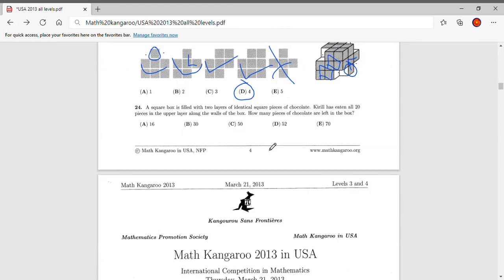Finally, on to 24. A square box is filled with 2 layers of identical square pieces of chocolate. Kirill has eaten all 20 pieces in the upper layer along the walls of the box. How many pieces of chocolate are left in the box? So it's a square box, so it has to be a 5 by 5, 6 by 6, 7 by 7, and you get the idea.